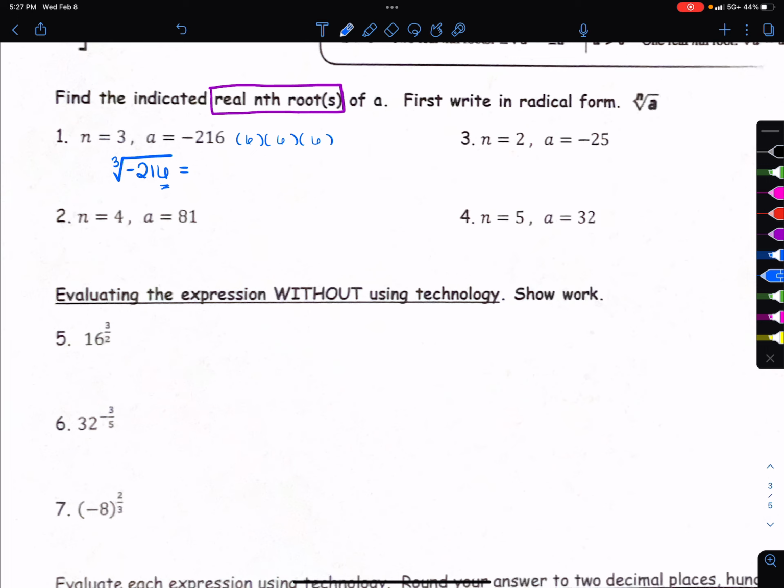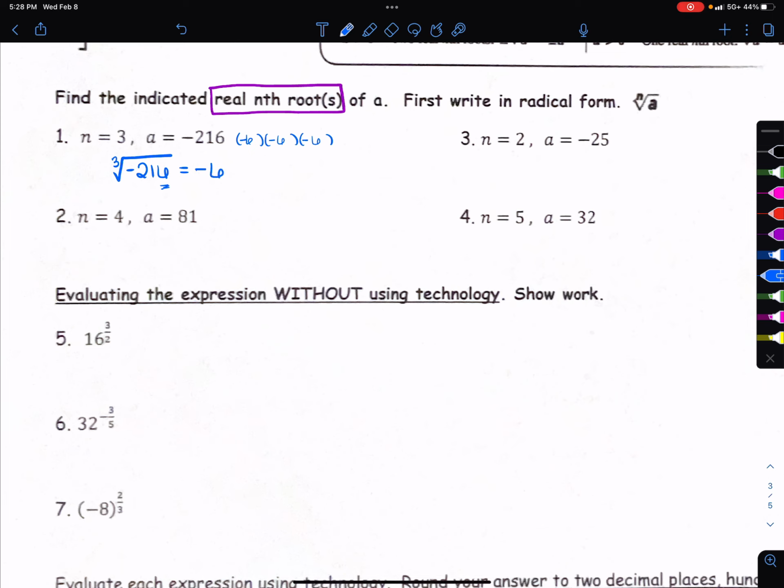Okay. Now, if you have your calculator on your phone, go ahead and use that to check it. Okay. So I need them to be negative 6 because I need this to be a negative 216. So the cube root of negative 216 is negative 6.